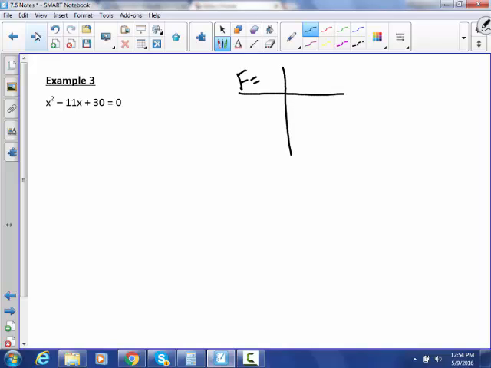So we want factors of what? 30. And the sum has to be negative 11. Okay? So what will multiply together to be 30 but add to be negative 11?